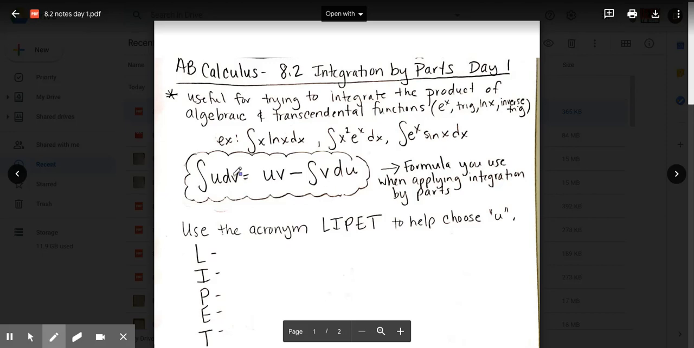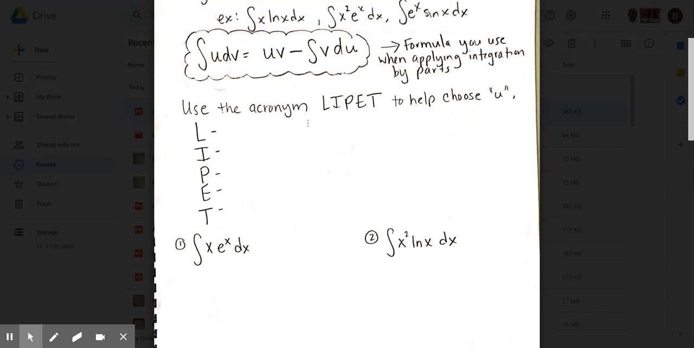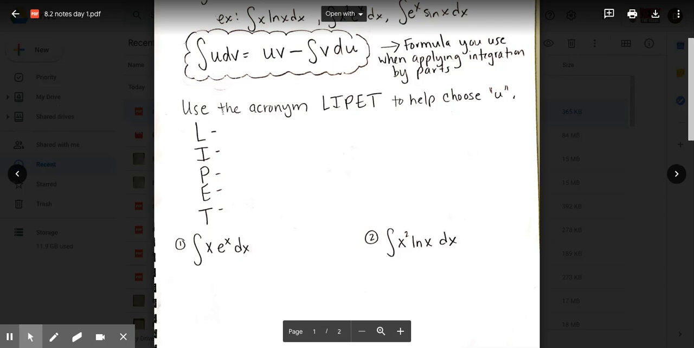by parts. The formula that you're going to use when you're applying integration by parts is your integral is u times dv. So it's some function u and it's some derivative of a function. And that turns into the integral of u times v minus the integral of v du. I know that sounds confusing right now, but it'll make sense in a second. So what you're going to do is you're going to use the acronym LIPIT to choose your u.